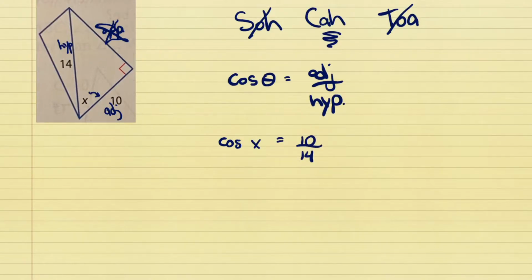So what I'm going to do first is figure out what 10 divided by 14 is on a calculator. So I've got to figure out that decimal. 10 divided by 14 is 0.71428.